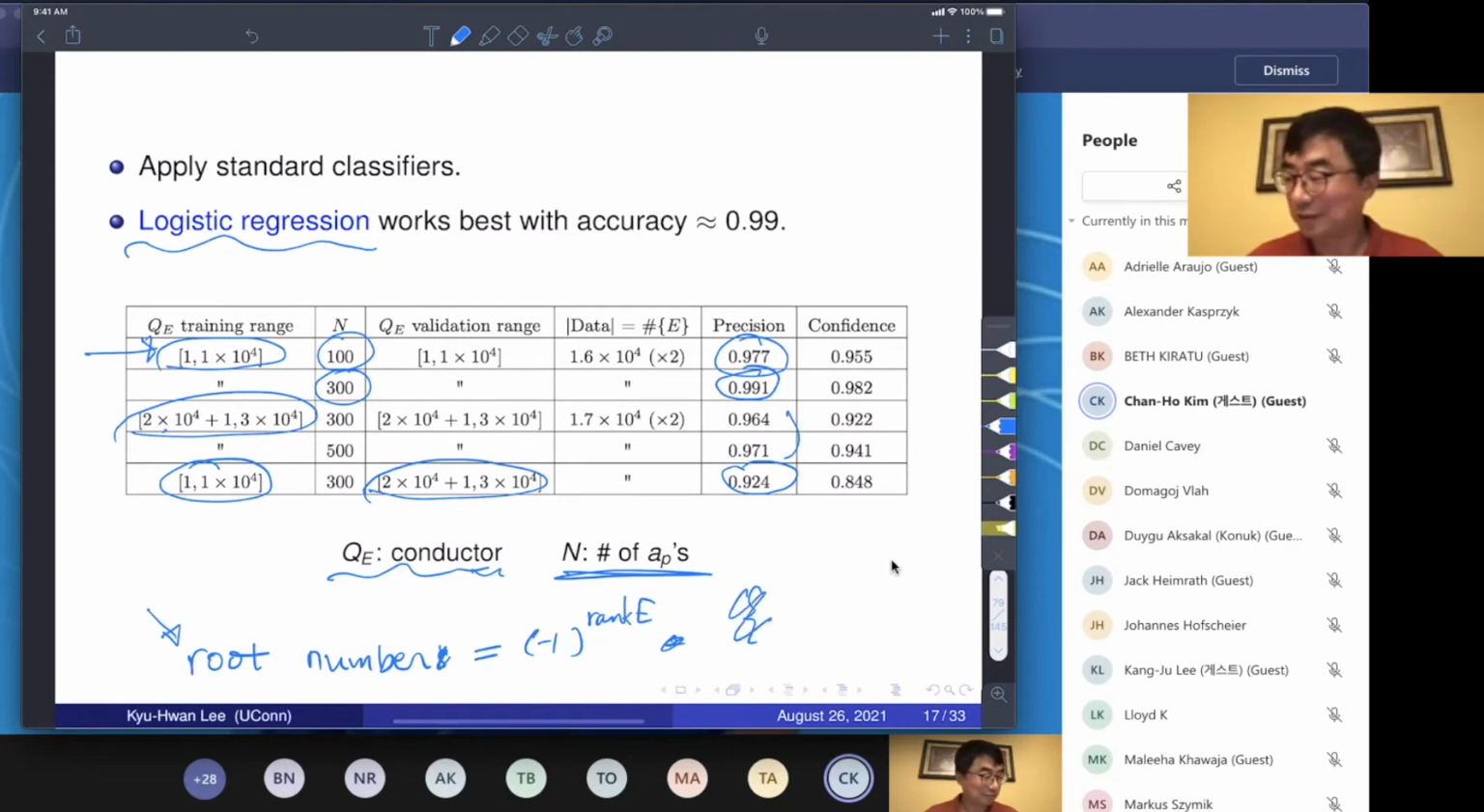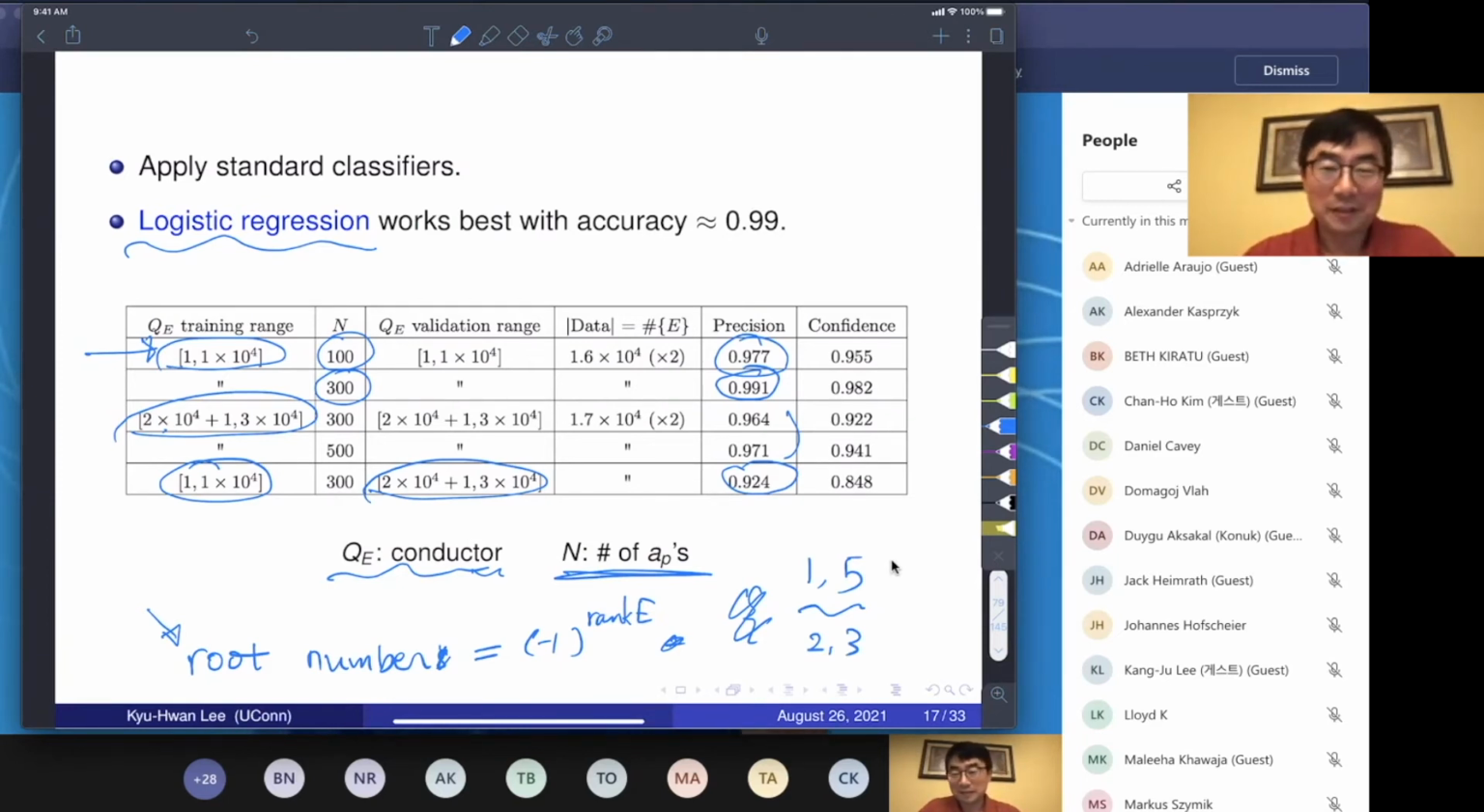Yeah, and the expert's name is Alvaro Lozano-Robledo. Alvaro told me that if a machine can distinguish rank 1 and 5, then that would be fantastic. Absolutely fantastic. Yeah, or 2 and 3. Yeah, that's right. Absolutely. But that's on the to-do list. Okay, thank you. And then let me move on.